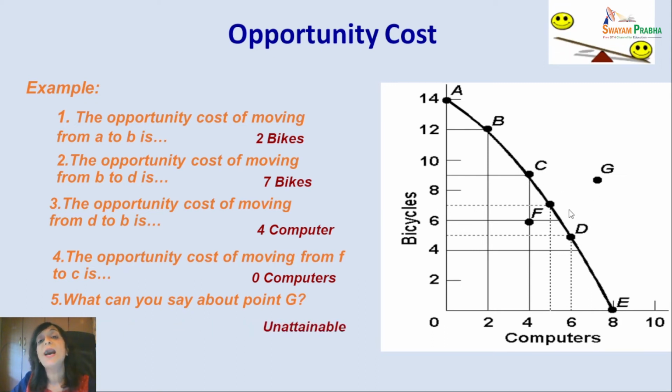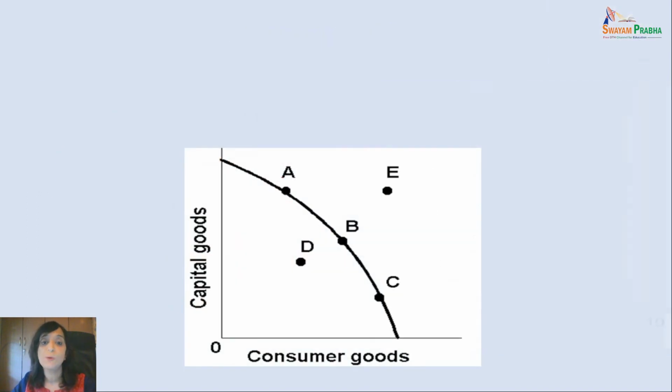G we say is unattainable. Why is it unattainable? Because it is beyond your production possibility curve. Something which you desire, but you may not be able to get. So your PPC also helps you to calculate the opportunity cost.